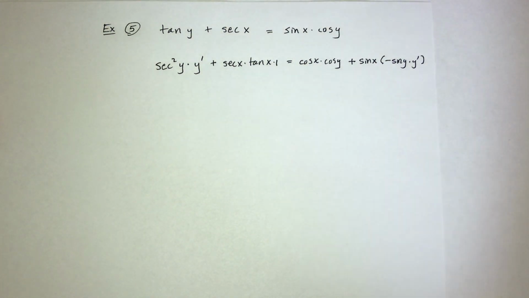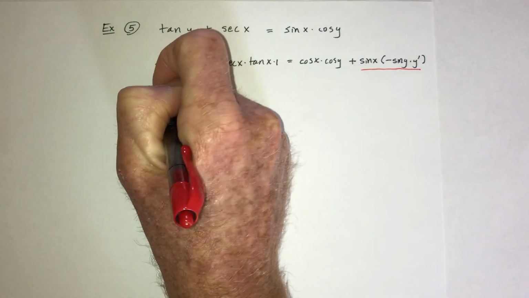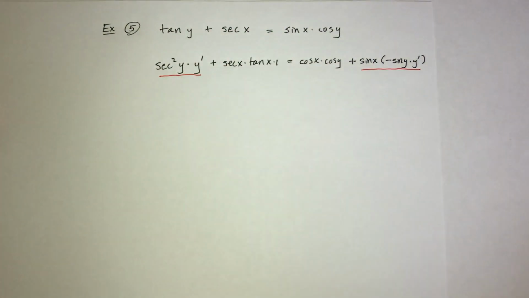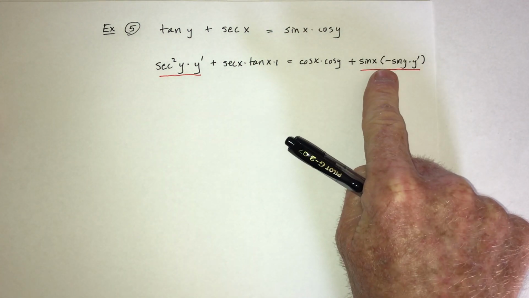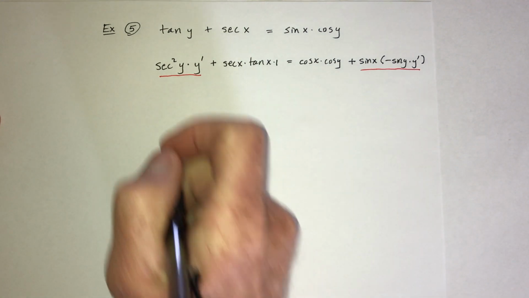And then it's time for me to use the red pen to say this has a y prime in it, and this has a y prime in it. So those two should be on the same side. Since this one's negative, I'm going to move it to this side so that it becomes positive.